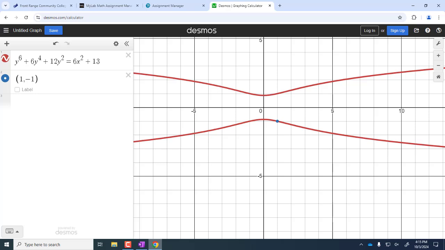So that's good. You can also graph these and show that they're different by a constant.